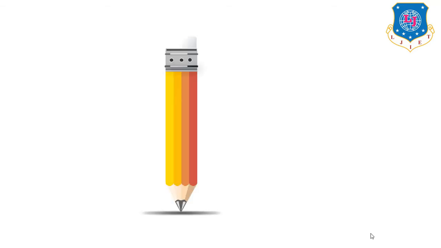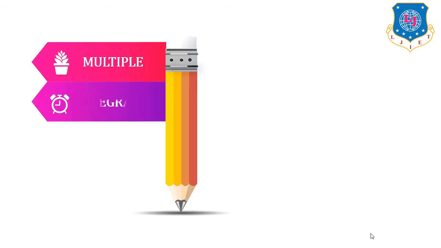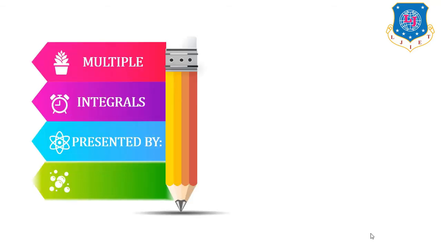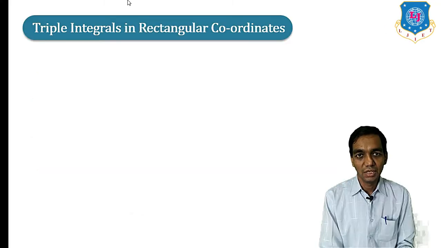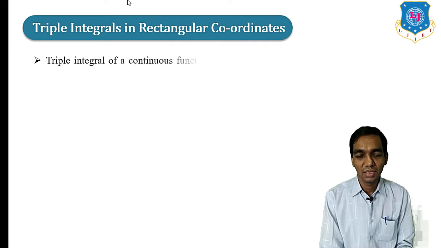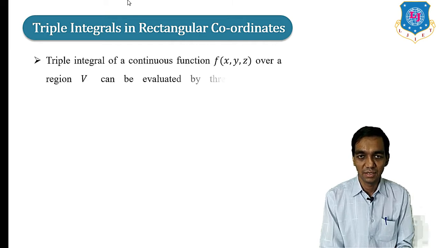Up to last session, we have seen some basic concepts of multiple integral, change of variable, change into polar, and area by double integration. Now today, we are starting with the triple integration. First of all, in a triple integration, we are starting with a simple rectangular coordinate. That means we are starting with the coordinate system x, y, and z.